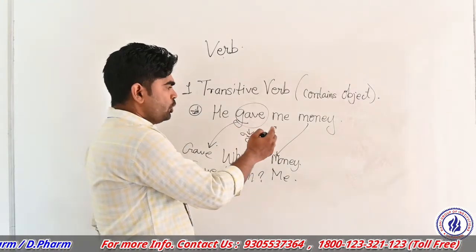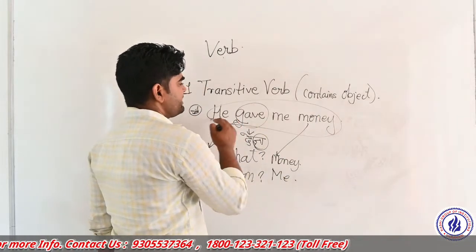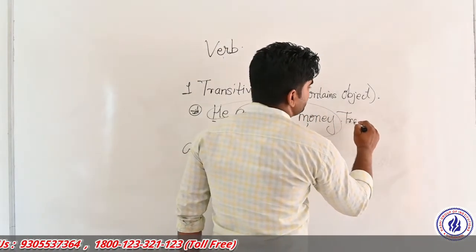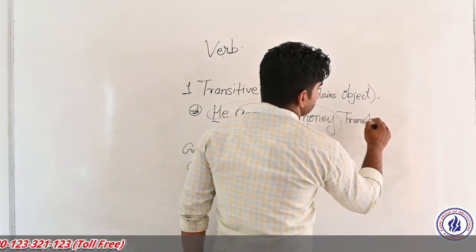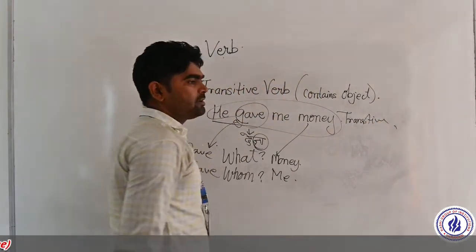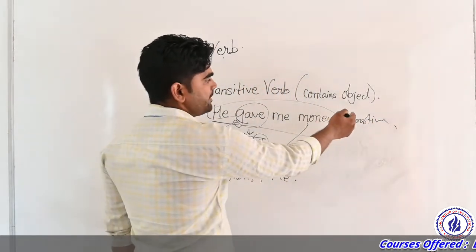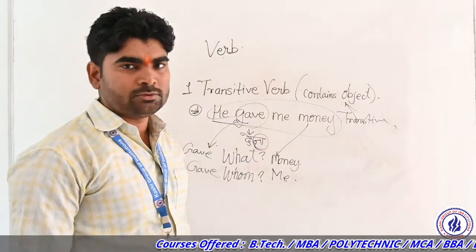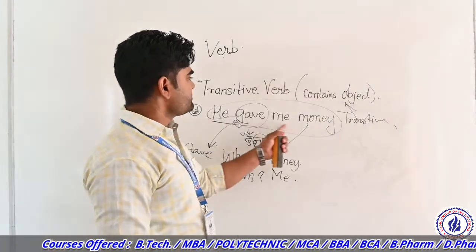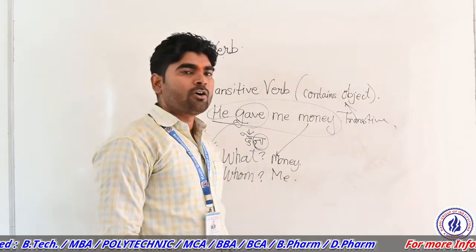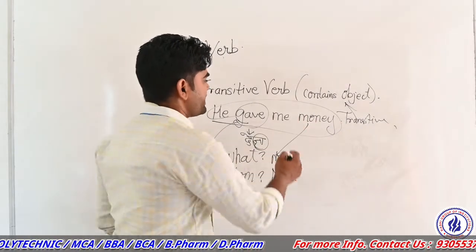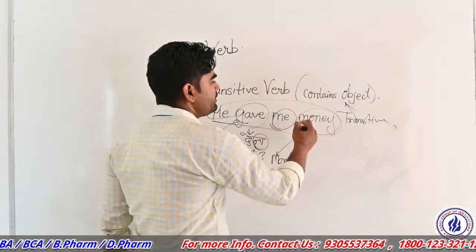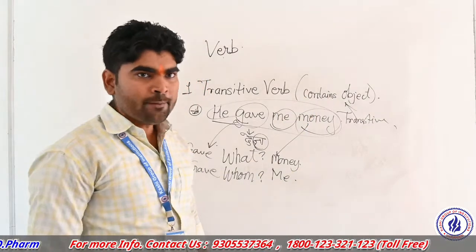Now there is an object in this sentence. So this sentence is a transitive sentence. Why? Because it contains an object. Did you get it? This sentence is a transitive sentence because it contains objects called me and money.